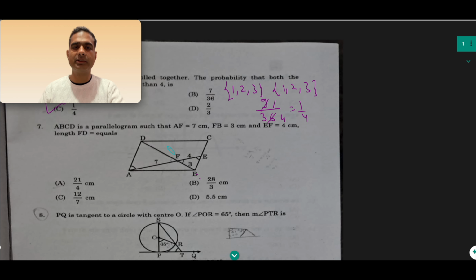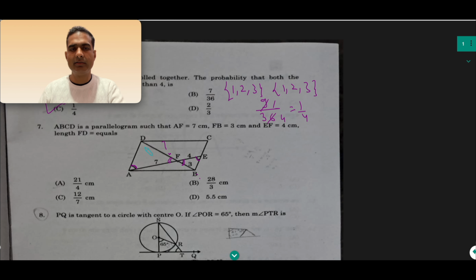ABCD is a parallelogram such that AF is 7, FB is 3 and EF is 4 centimeter. Length of FD is. So we have to find out this length. Now this is a parallelogram, so AD and BC are parallel. So we can say that AD and BC are parallel and AE is a transversal. So these 2 angles are alternate angles, so they are equal, and these 2 angles are vertically opposite angles, so they are also equal. So we can say that these 2 triangles are similar to each other. So the ratio of their sides will be equal. And which sides? Sides opposite to equal angles.